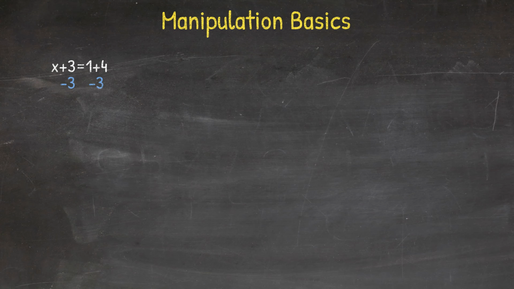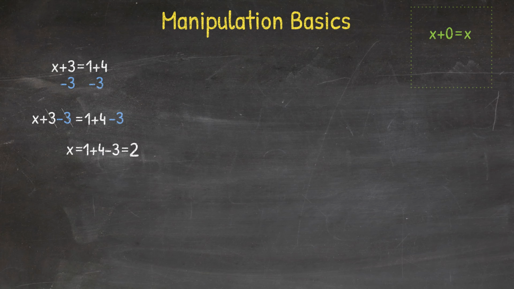Let's take a look at what happens here. X plus 3 minus 3 now equals 1 plus 4 minus 3. As a result, we have isolated x, since plus 3 and minus 3 equals 0. So x plus 0 equals x. And on the right side, we have 1 plus 4 minus 3, which equals 2. And we have solved for this unknown x, and our answer is 2.